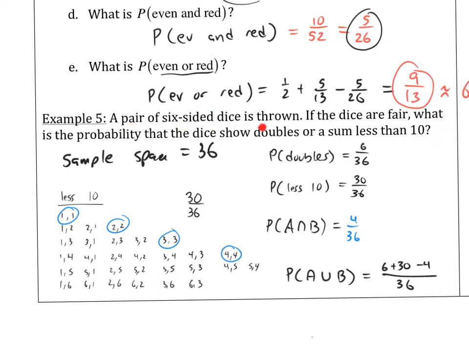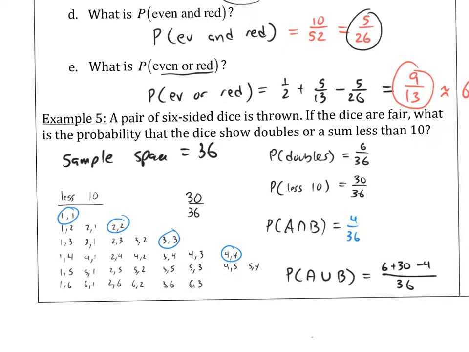So if a pair of 6-sided dice is thrown, and the dice are fair, what's the probability that the dice shows doubles or a sum less than 10? Okay. So the first thing is that doubles, we know that there are only 6 out of 36 options there. So that's the probability of doubles. The probability of getting a sum that's less than 10, we have to count them all up. So 1,1, 1,2, 1,3, all the way to 5,4, which will give me that. So when I count them all up, I get 30 options. There are 30 out of 36.